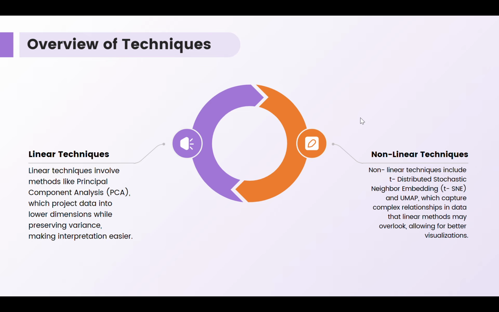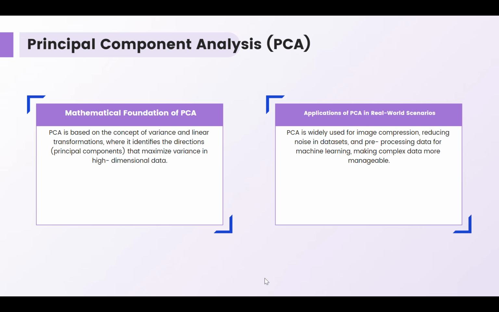So, an overview of the techniques. What are the techniques in dimensionality reduction? Mainly we have two types: linear techniques and non-linear techniques. Linear techniques involve methods like principal component analysis, or PCA, which projects data into a lower dimension while preserving variance, making interpretation easier. Non-linear techniques include t-distributed stochastic neighbor embedding, known in short as t-SNE, and UMAP, which capture complex data relationships that linear methods may overlook, allowing for better visualizations.